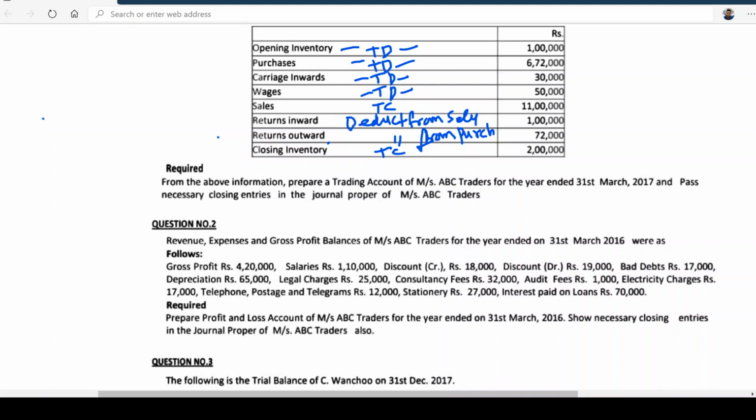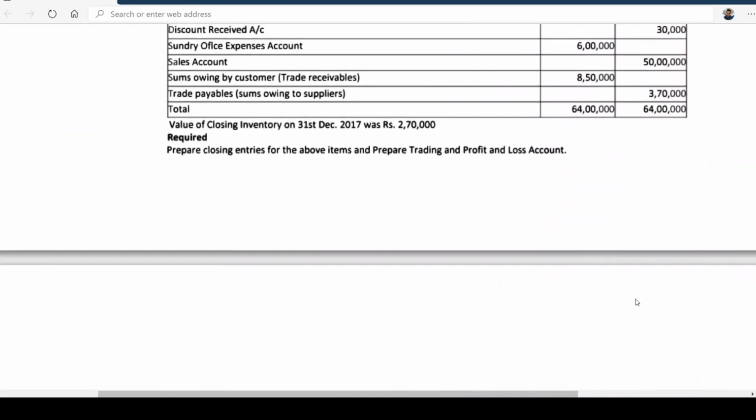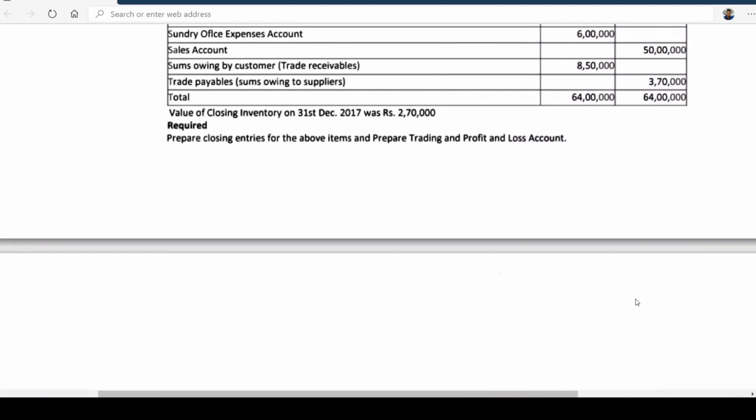Depreciation will go to profit and loss account. Legal charges, consultancy fees and audit fees will go to profit and loss account debit side. Electricity charges, telephone, postage and telegram, stationery, all to P&L account. Interest paid on loans, P&L account debit side. Okay, so which account are we starting now today? We are working on the problem of profit and loss account.